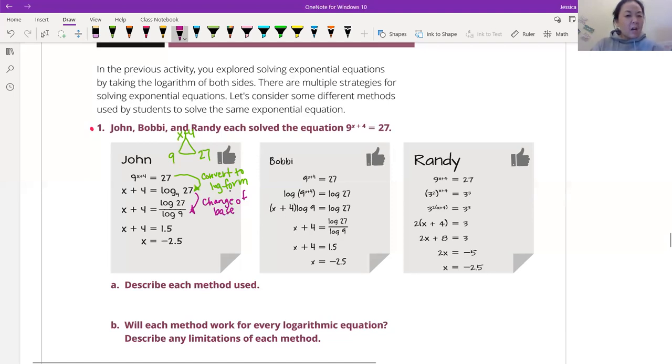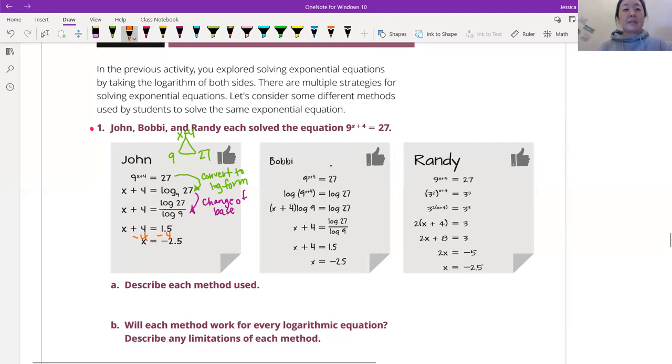This sounds an awful lot like Todd's. Do you see the similarities? It's the exact same steps. And then what do we do from there? We calculate, and then you're just going to subtract 4 on both sides, and you're going to get negative 2.5. All right, try that out. See if you get that. But these are thumbs up, so these should be correct.